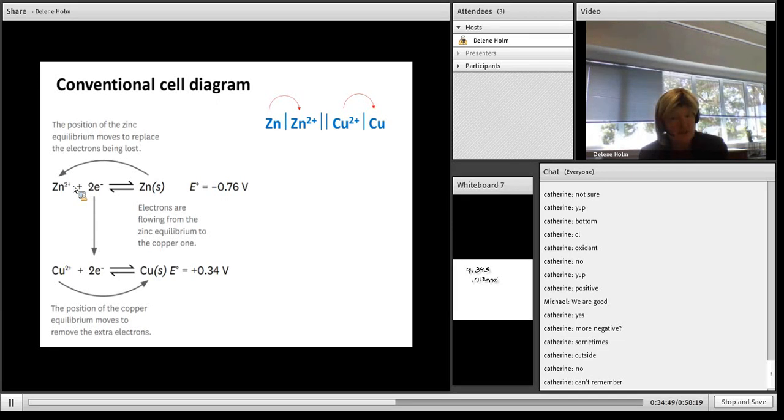Does anybody want to have a go? It's either oxidation or reduction. Which one do you think it is? Zinc to zinc ions. Think of OIL RIG. Anybody? No, okay, right. If I'm going from zinc to zinc ions, I've lost electrons. Oxidation is loss of electrons, so that would be an oxidation.